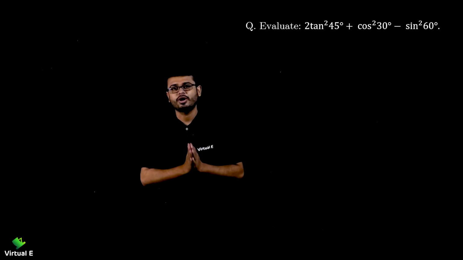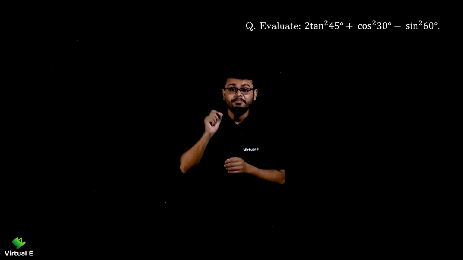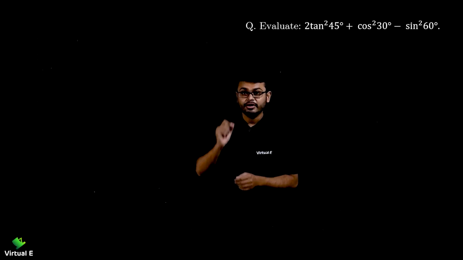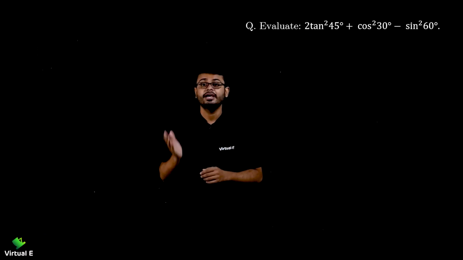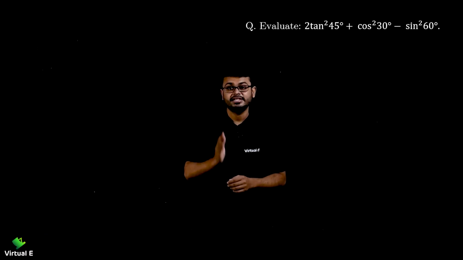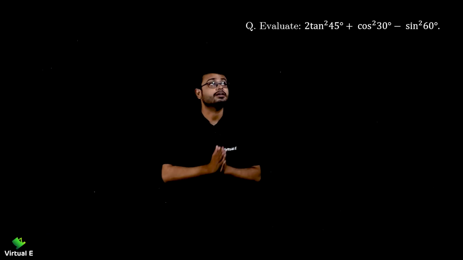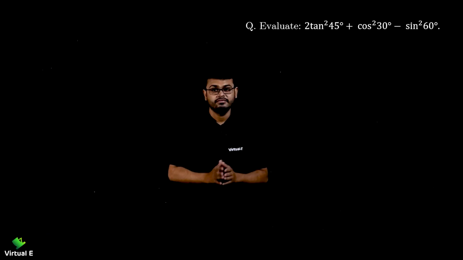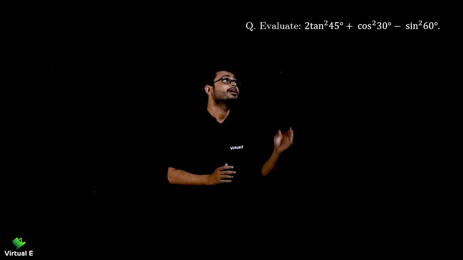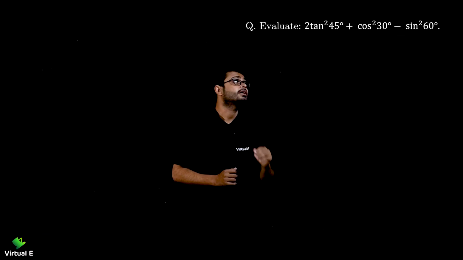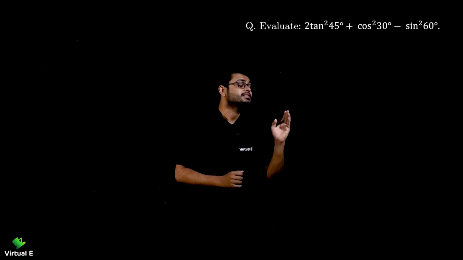Let's discuss a few problems based on the specific values of trigonometric ratios of angles, like we discussed 0 degree, 30 degree, 45 degree, then 60 degree and 90 degree. So let's start. First, evaluate. We need to find the value of it: 2 tan square 45 degree plus cos square 30 degree minus sin square 60 degree.